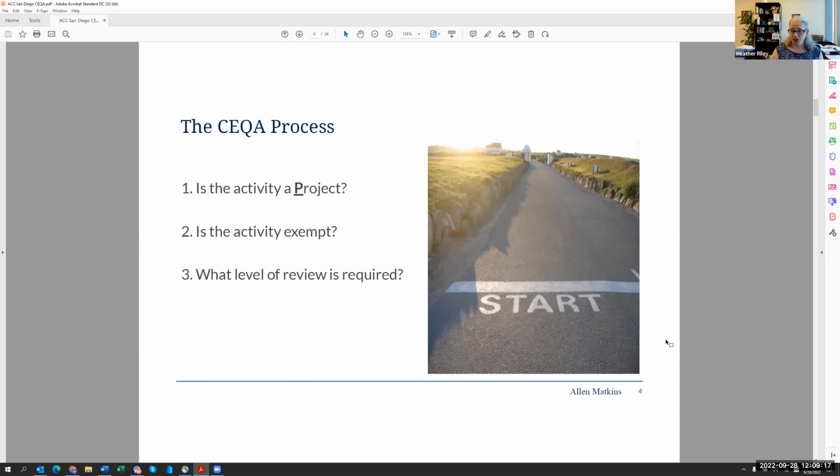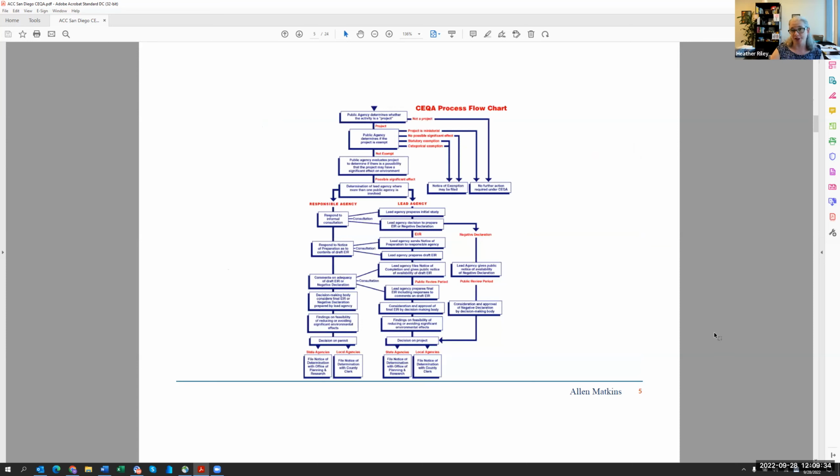Is the activity a project? Is the activity exempt? And what level of review is required? We're going to take these three questions in steps. And again, just enough so that you have some basic knowledge. There are a billion nuances that come into play with each of these questions, fortunately or unfortunately, depending on, I guess, what side of the line you're on.